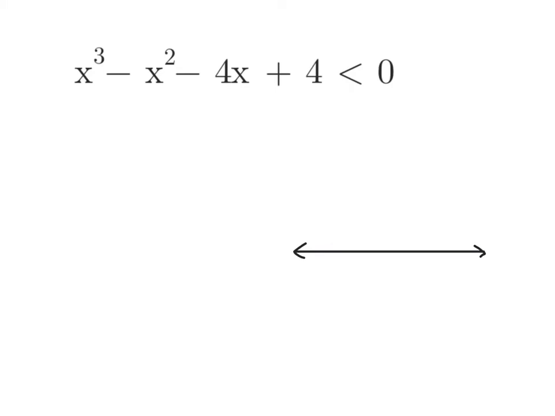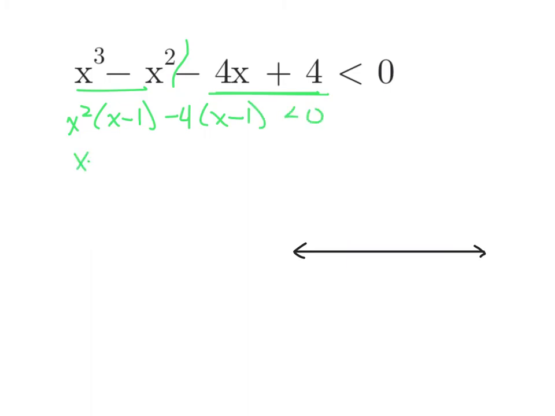Here we have a big one, a cubic function, x cubed minus x squared minus 4x plus 4, less than 0. We have to factor this. So we should go about using any technique we've got to factor it. I'm going to factor it by parts. On the front side, I can take out an x squared, and I'm left with x minus 1. On the second part, I can take out a -4, and I'm left with x minus 1.